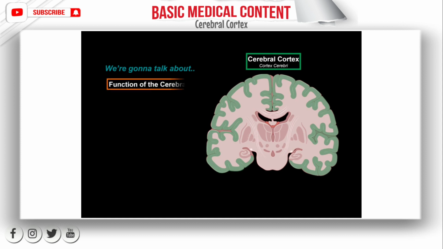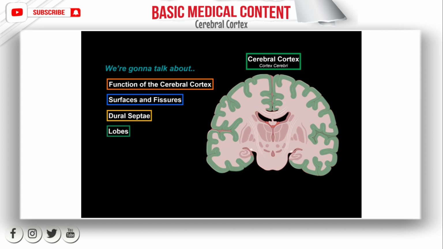So in this video, we're first going to look at the functions of the cortex. Then we're going to go through the different surfaces and fissures. While doing so, we will go through the dural septae because they're located within the fissures of the brain. After that, we're going to go through all the sulci and gyri associated with each lobe. And then, in the next video, we're going to talk about the rest of the pallium, which is the white matter of the brain and the basal ganglia.